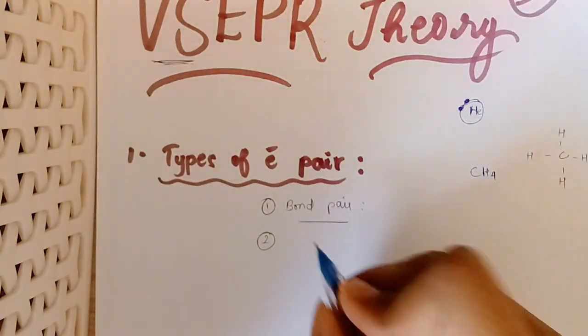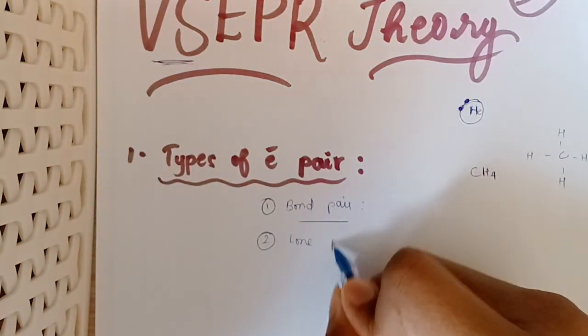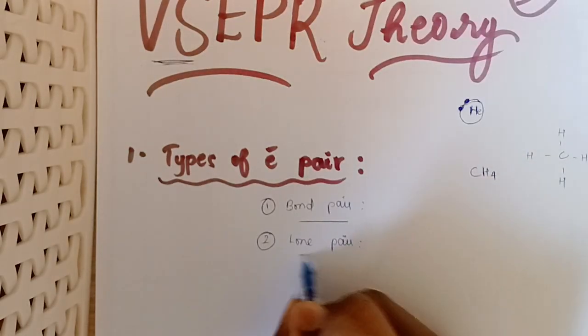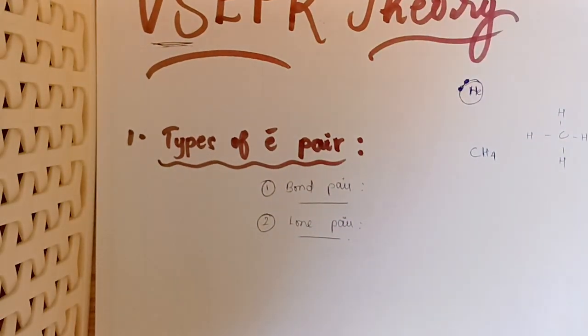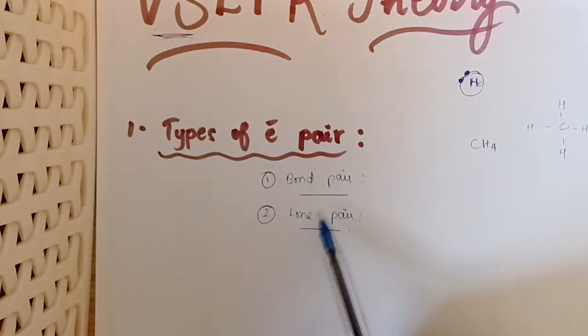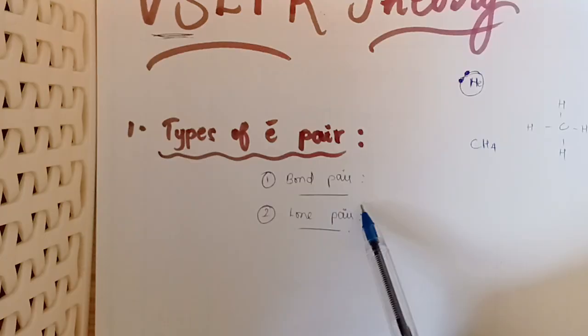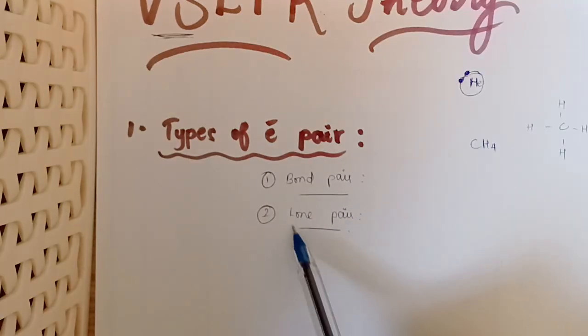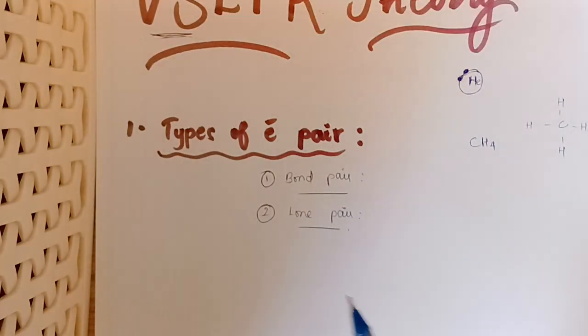And the next type of pair is the lone pair. So what is a lone pair? Lone pair means that these electrons are not shared. That is, they stay on the central atom, and these are called lone pairs. That means there is nothing to be attached to, or there is no bond, then those electrons are called lone pairs.